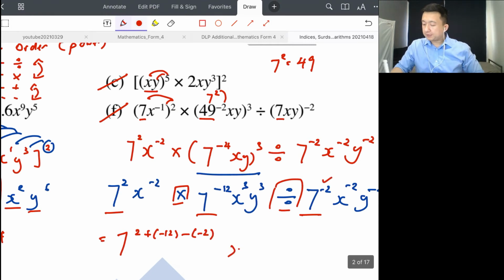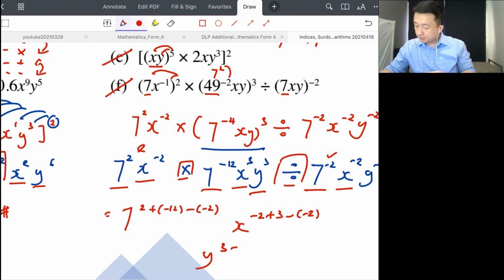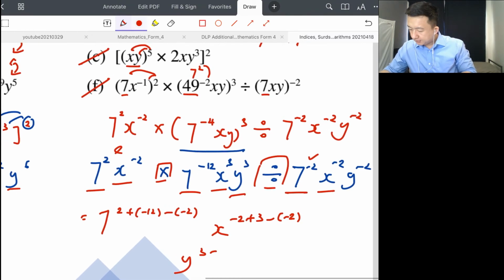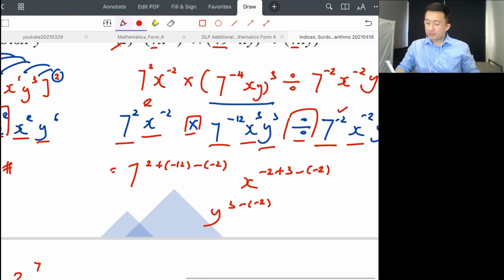And then for x, negative 2 plus 3 minus negative 2. And for y, you have no y here, and then you have y3 minus divisions. What is this? Oh, negative 2. So your final answer should be 7.